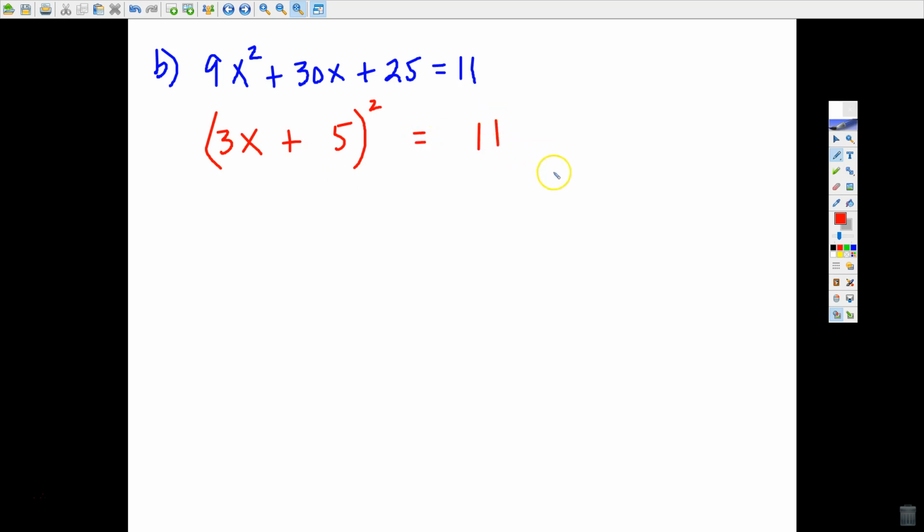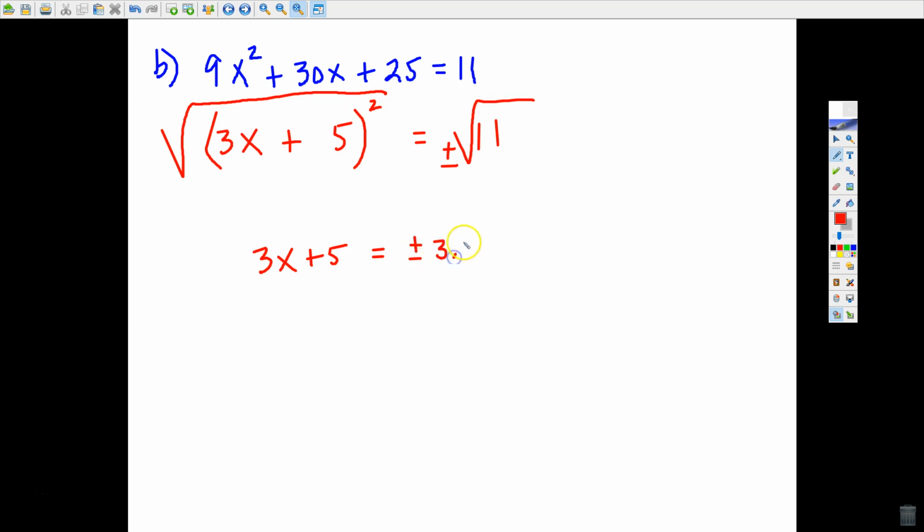Okay, now we're ready to use the square root property. So square root of both sides. That gives me 3x plus 5 on the left. On the right, I get plus minus the square root of 11, so let's just go ahead and figure out with our calculator what the square root of 11 is, rounded, and that's 3.32. So this is going to be plus minus 3.32.